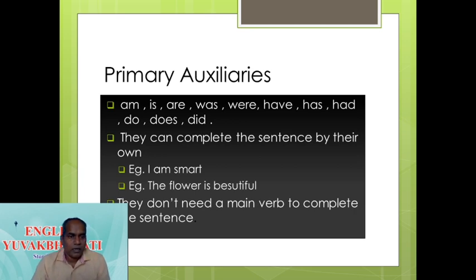The third statement is that they don't need a main verb to complete the sentence. See here, I am smart. Here I haven't used any main verb, though the sentence gives appropriate meaning. It means I am understanding the substance of the sentence.